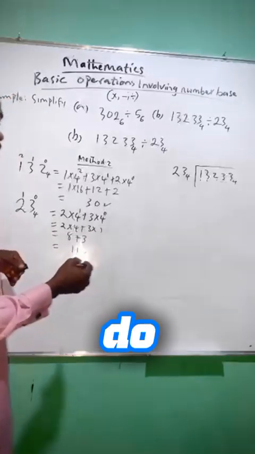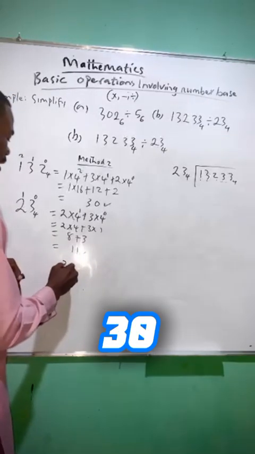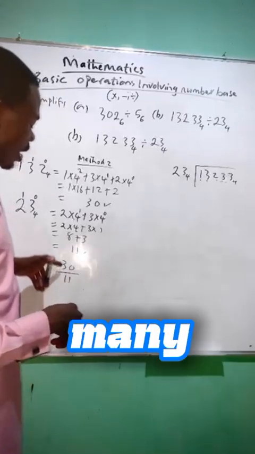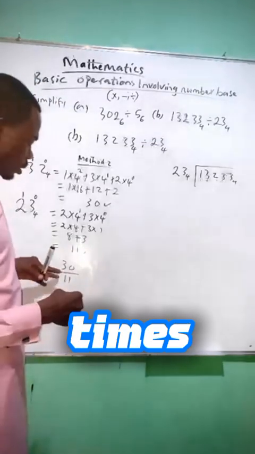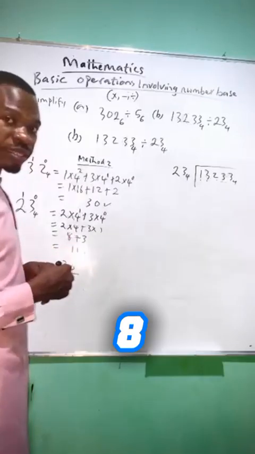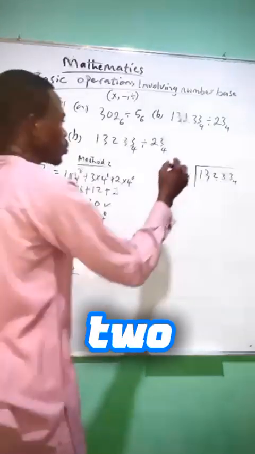So what am I going to do now? I'll say 30 divided by 11. Of course, how many 11s are in 30? 2. 2 times 11 is 22. So 22 plus 8 is 30. So I'm having 2 here.